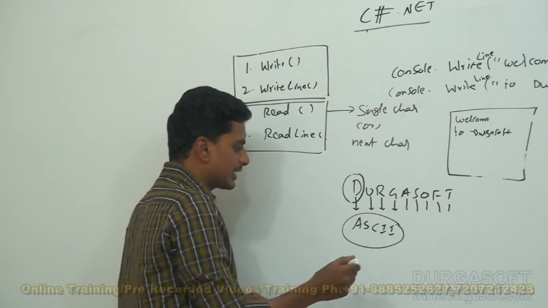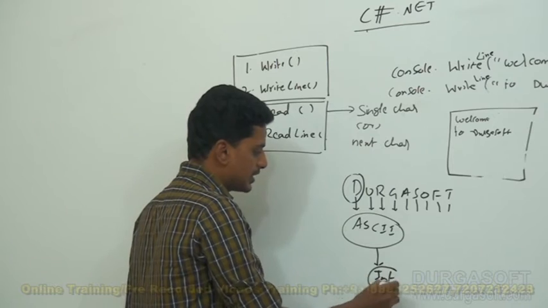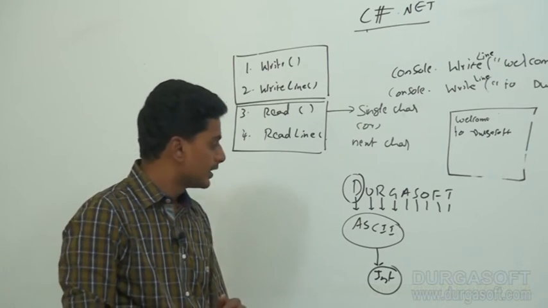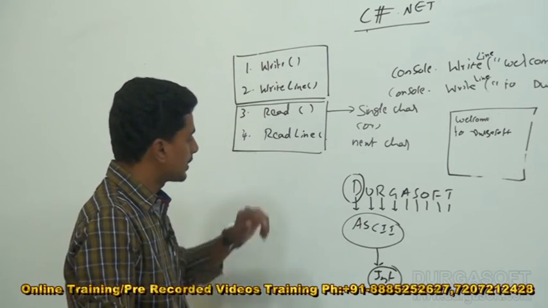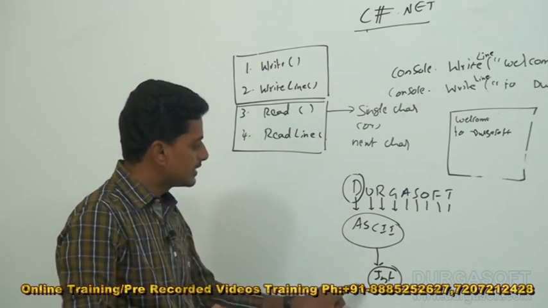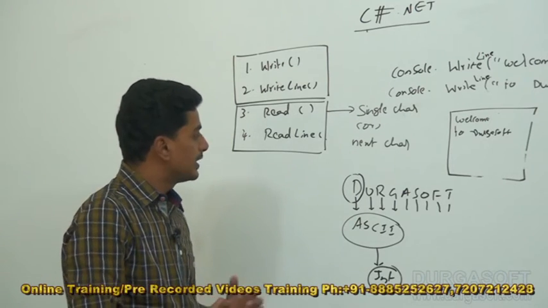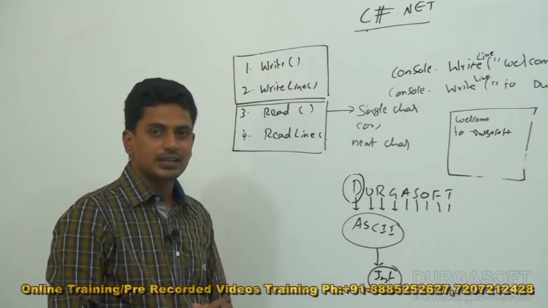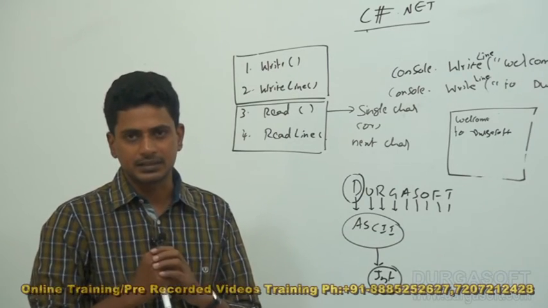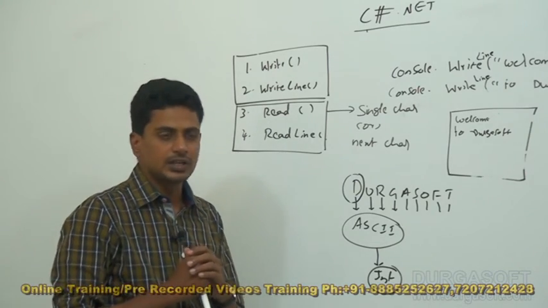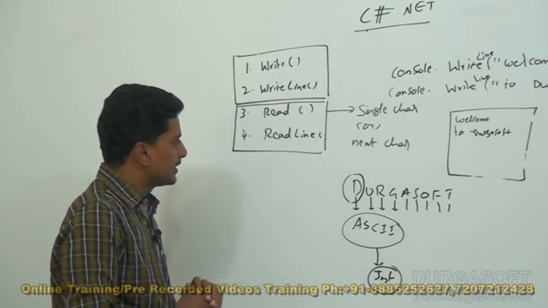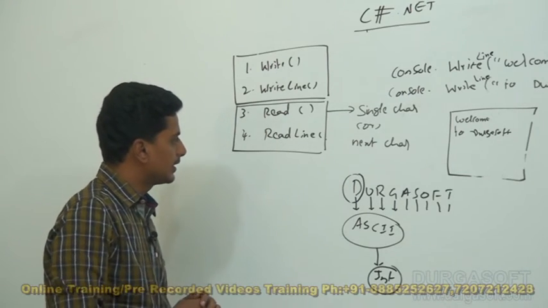So what is the data type of the ASCII value of a character? That is integer type, because an ASCII value is always in integer format. Some number is allotted for every alphabet. So the return type of read is integer. It will return an integer because the read method reads a single character or the next character, but not directly the character; rather it reads the ASCII value of the character. Every ASCII value of a character is an integer type, so the return type of read is integer.